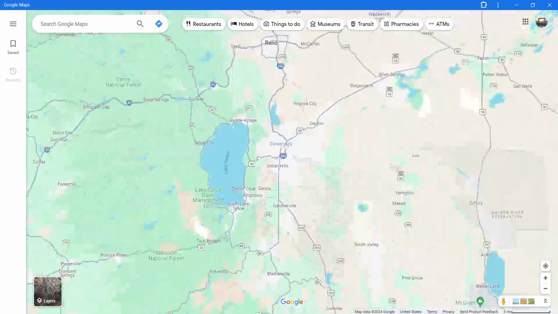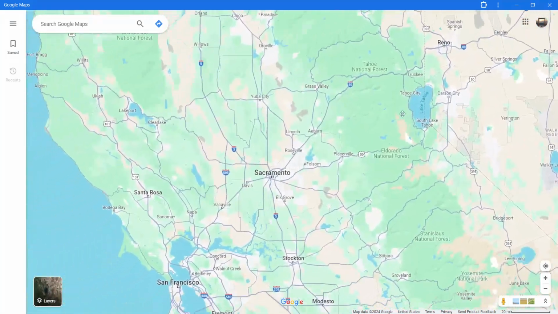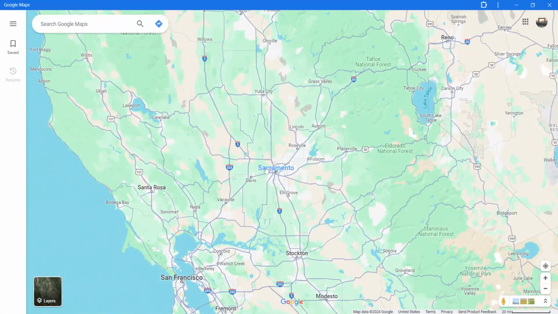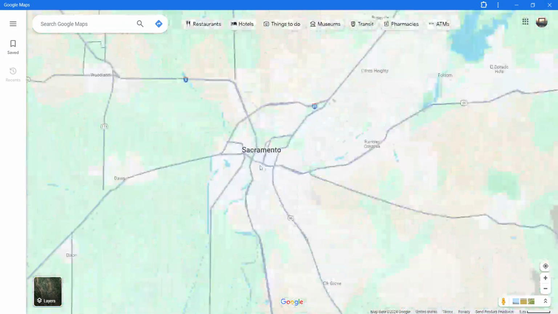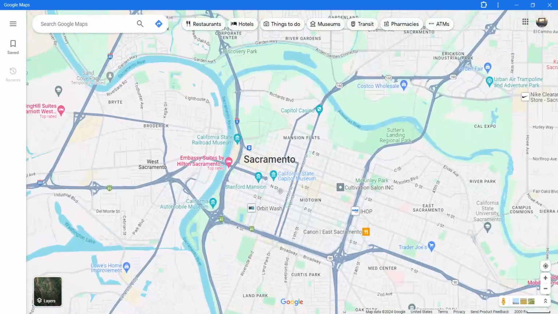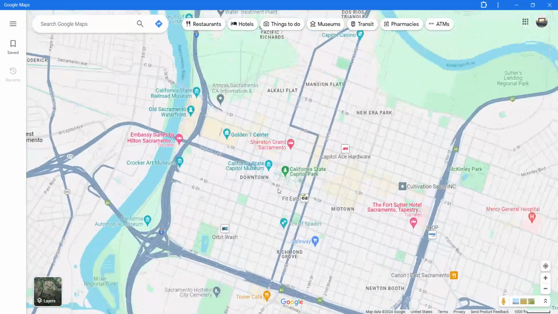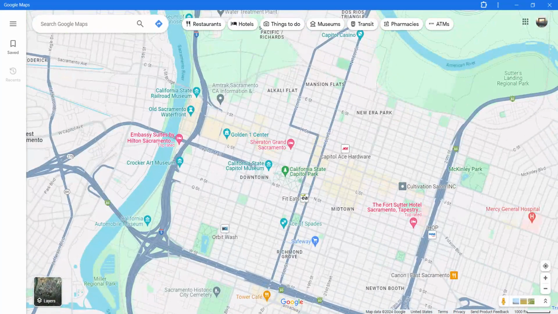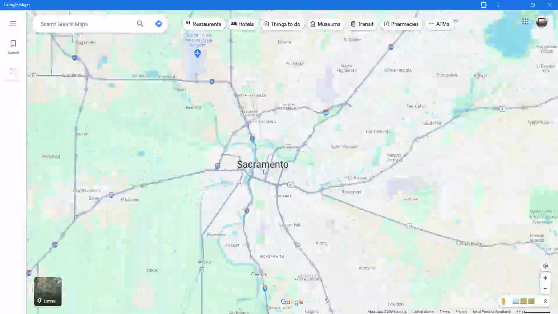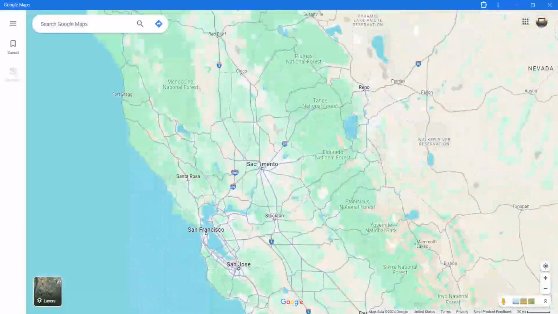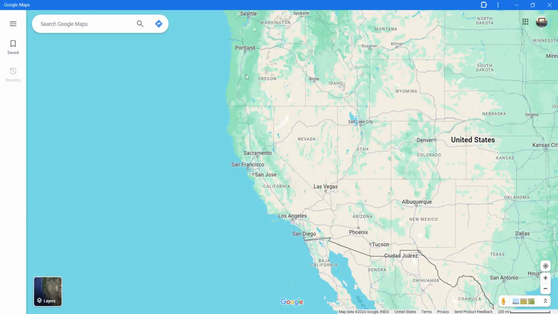Then we go over Lake Tahoe, over into the state of California, and Sacramento, which is the state capital of California.